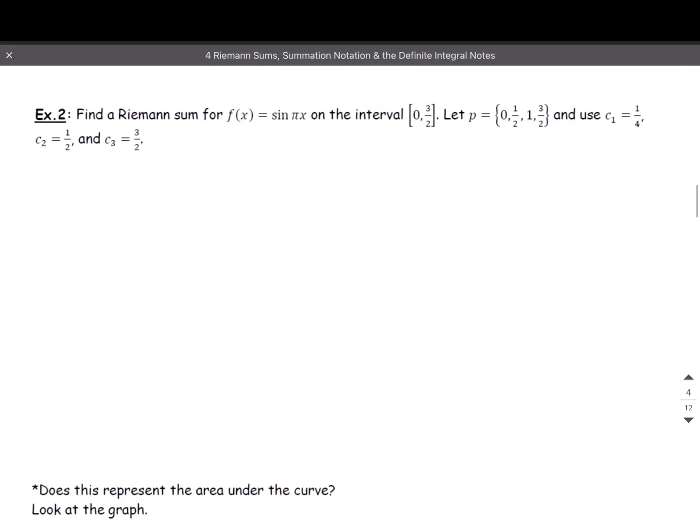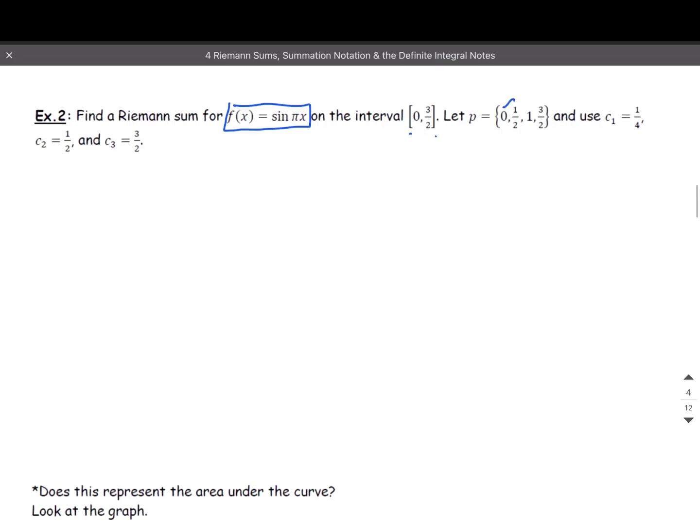Woohoo! Okay, now we want to find a Riemann sum for f of x is sine pi x on the interval from 0 to 3 pi over 2. Okay, we're going to use partitions from 0 to 1/2. That's a delta x of a half. 1/2 to 1 is a delta x of 1/2. And from 1 to 3/2 is a delta x of 1/2. Nice, they all have the same delta x this time. And we're going to use C1 as 1/4, C2 as 1/2, and C3 as 3/2 to find the heights of each of these rectangles.